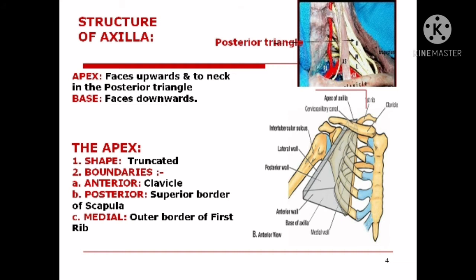Now the apex in somewhat detail, the shape of the apex is truncated. It is bounded anteriorly by the clavicle, posteriorly by the superior border of the scapula, medially by the outer border of the first rib. These are all shown in the diagram given on the right side.